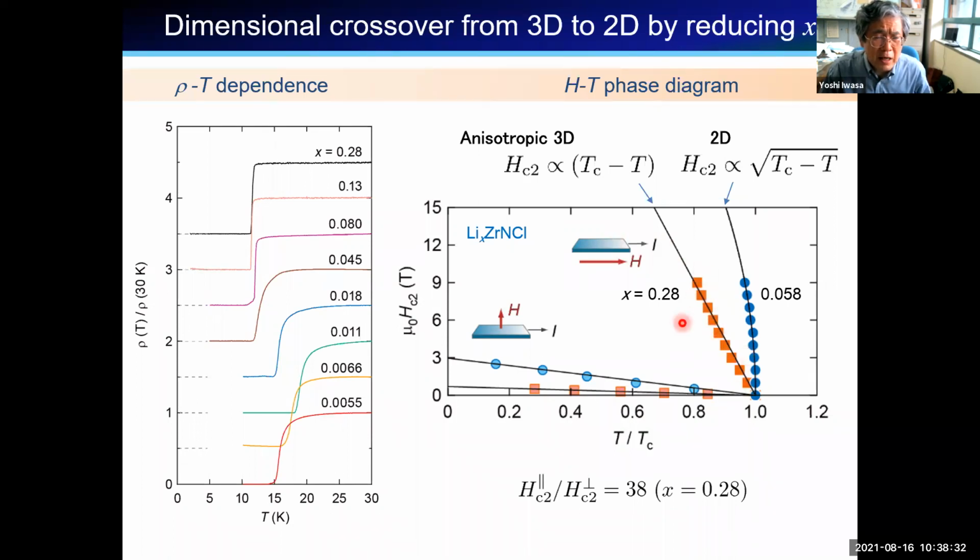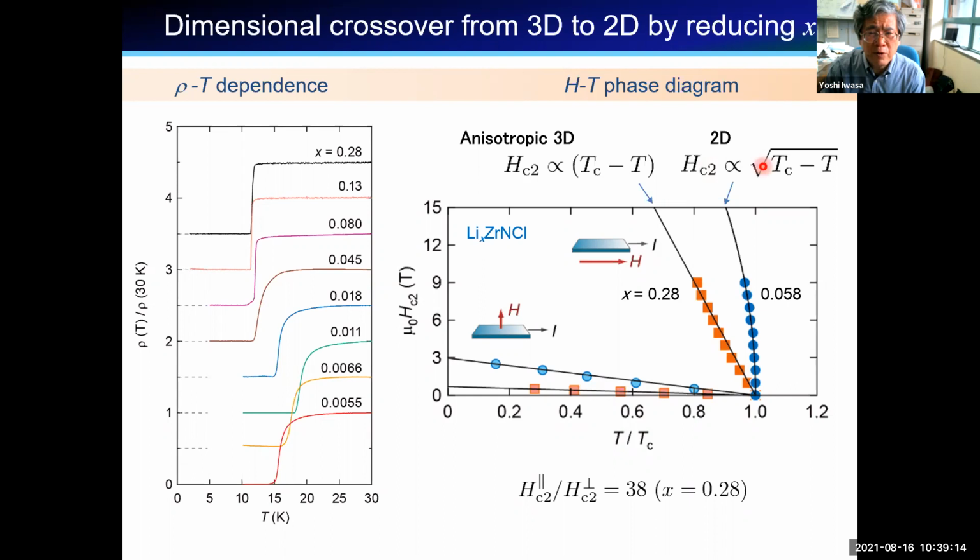And it's already highly anisotropic. But if you reduce the carrier density to 6%, somehow the temperature dependence for in-plane HC2 is changing qualitatively. This one is similar to square root T behavior, and this one shows linear behavior. This is nothing but a signature of 2D-like superconductivity, which we have also seen in the gate-induced superconductivity. So even in the intercalated superconductors, we see a crossover from 3D to purely two-dimensional.